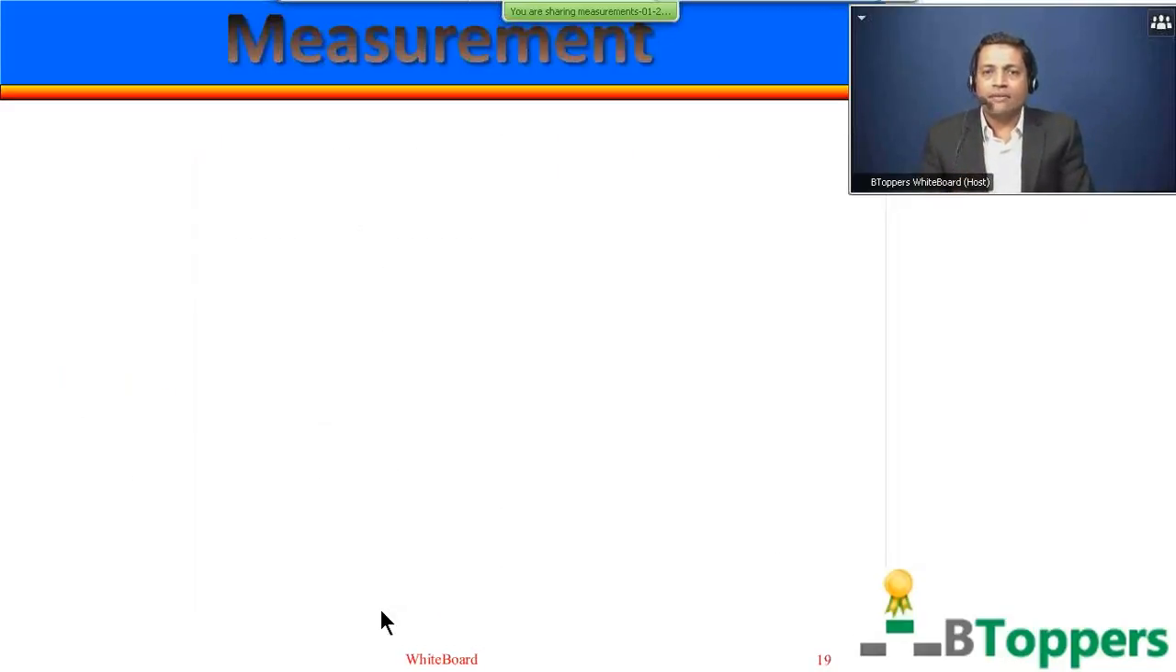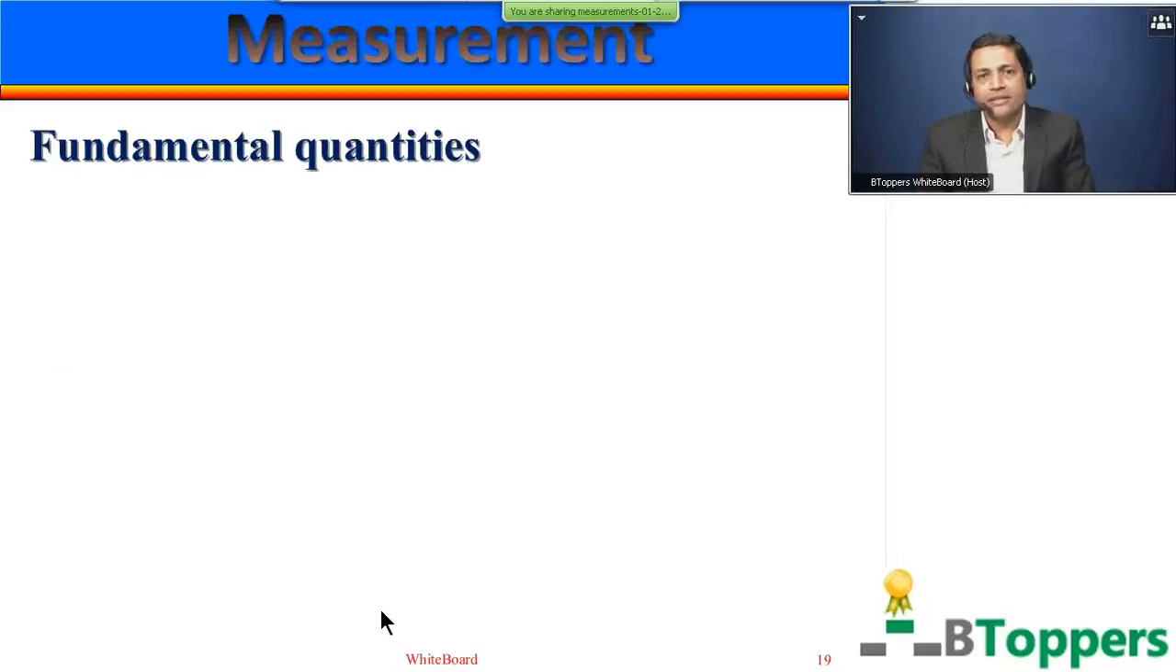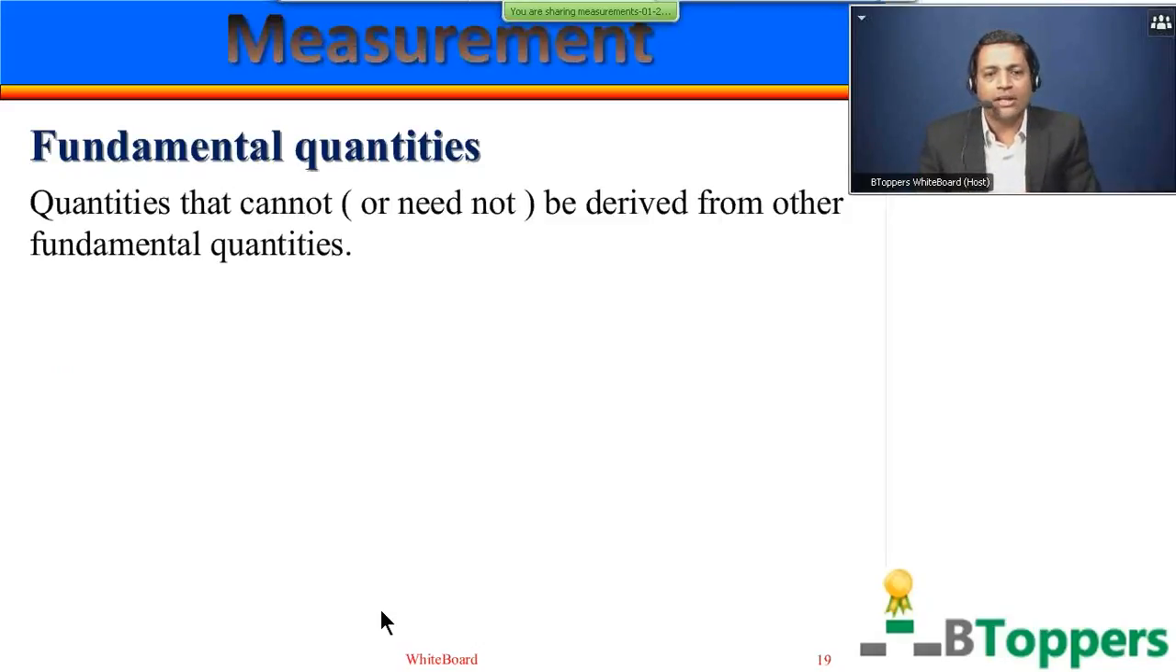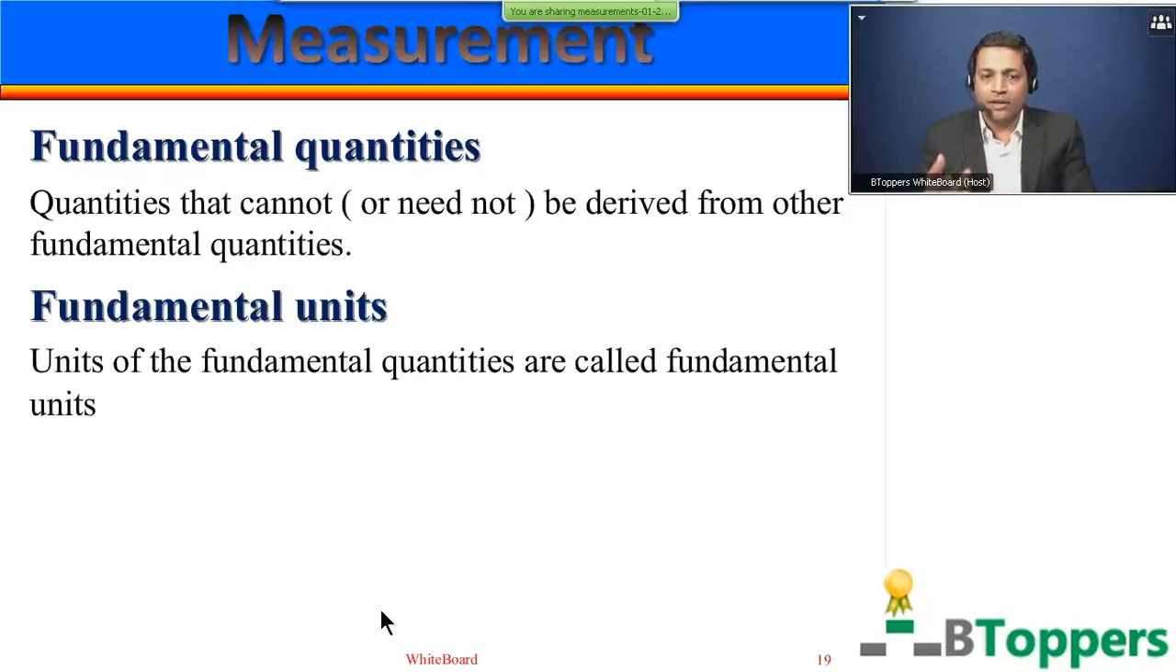So these are the 7 fundamental quantities. So what are fundamental quantities? Quantities that cannot or need not be derived from other quantities are known as fundamental quantities. And what will be fundamental units? The units of these fundamental quantities are known as fundamental units. And I will again help you recollect that in the SI system you have 7 fundamental quantities, therefore you have 7 fundamental units.